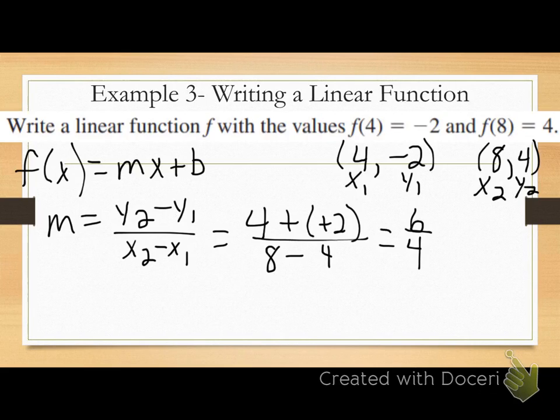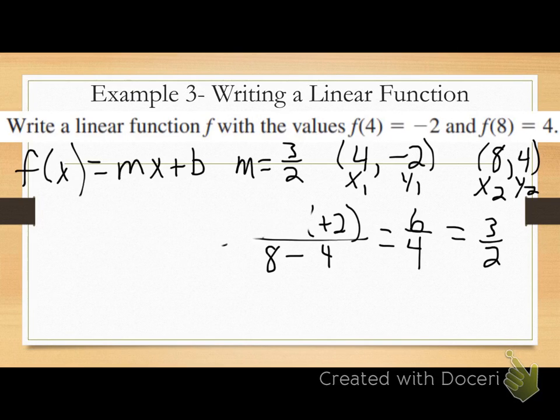Okay, how do I simplify this? Divide everything by 2. What's 6 divided by 2? 3. 4 divided by 2? 2. So my slope is 3 over 2. Can I erase my work from my slope? Everyone understand that the slope is 3/2? Questions so far?